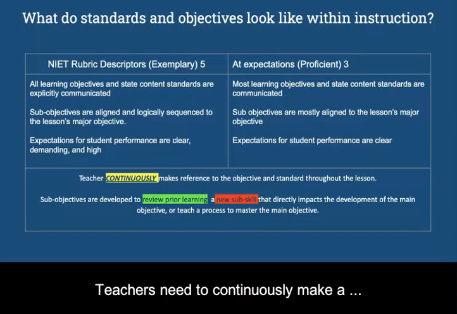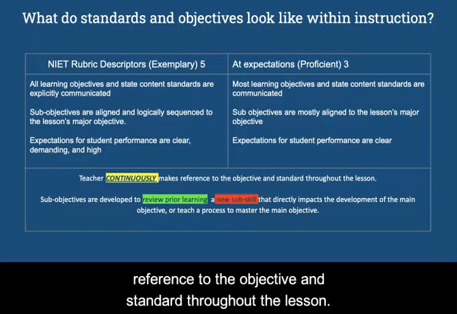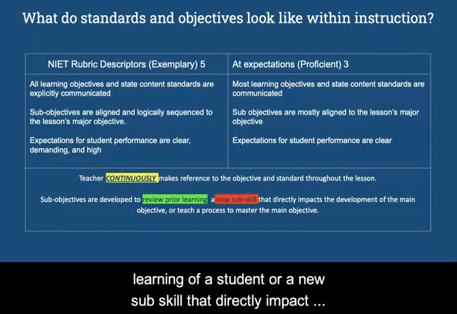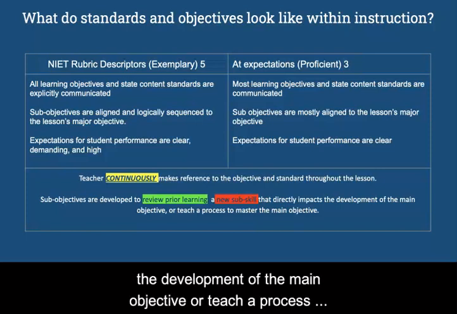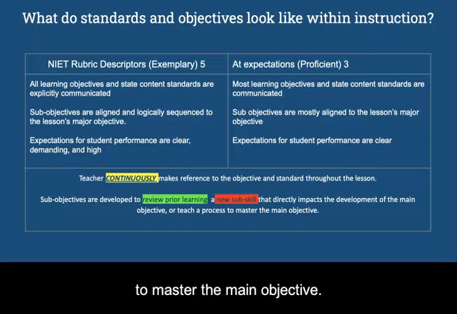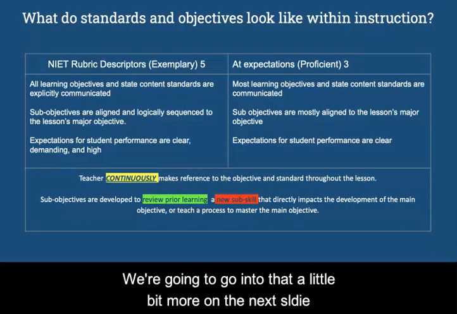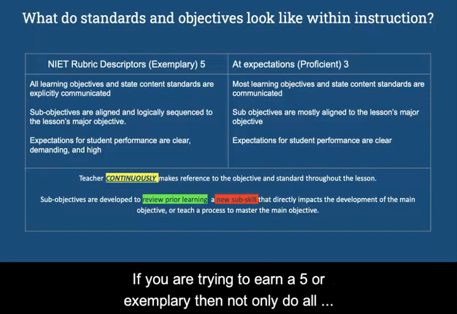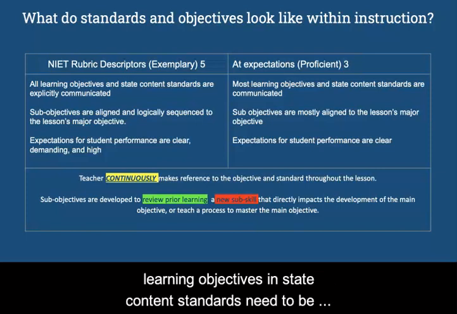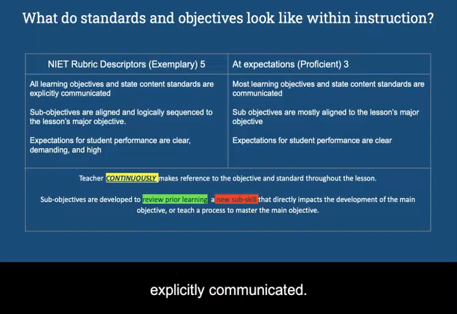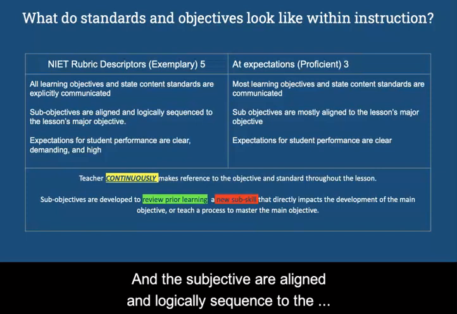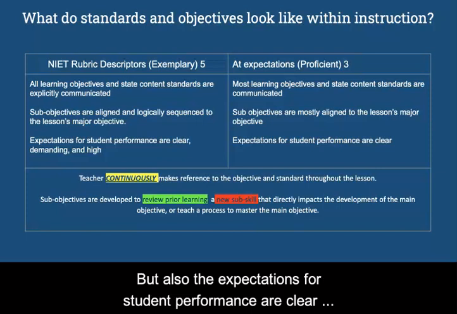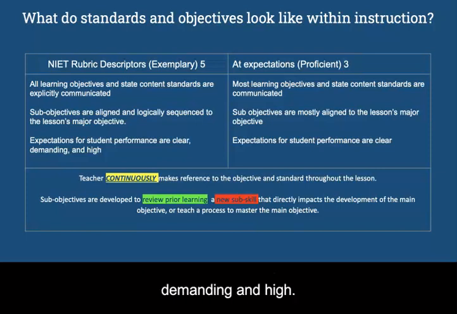Teachers need to continuously make reference to the objective and standard throughout the lesson, and sub-objectives are developed to review prior learning of a student or a new sub-skill that directly impacts the development of the main objective or teach a process to master the main objective. We're going to go into that a little bit more on the next slide. If you are trying to earn a 5 or exemplary, then not only do all learning objectives and state content standards need to be explicitly communicated, and the sub-objectives are aligned and logically sequenced to the lesson's major objective, but also the expectations for student performance are clear, demanding, and high.